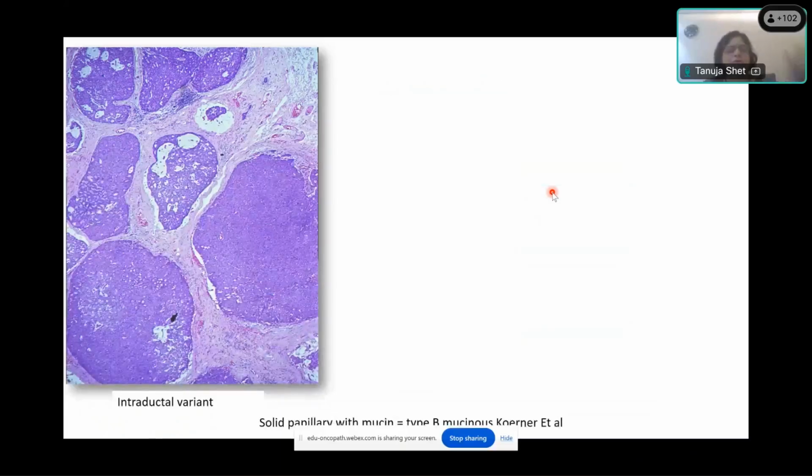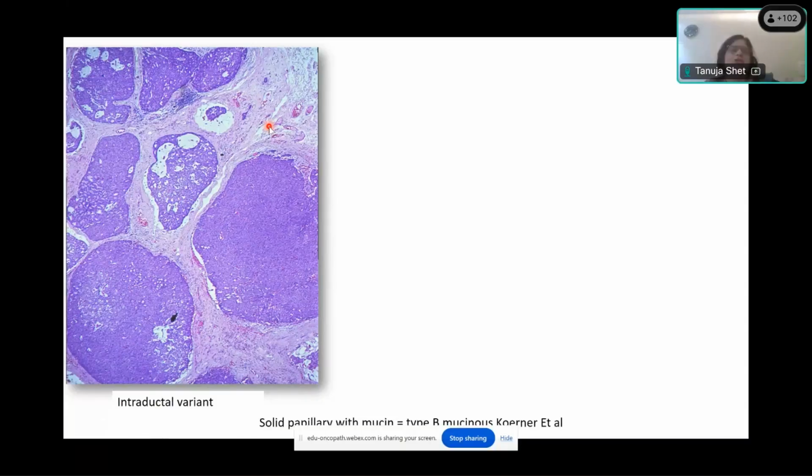Anyway, so this is your intraductal variant, but life is never the same. What did you see in encapsulated? You saw encapsulated and streaks coming out. The same thing happens here because basically understand that they don't have myoepithelial layers. So streaks coming out now make it invasive. So how will you treat it? Based on the streaks coming out.